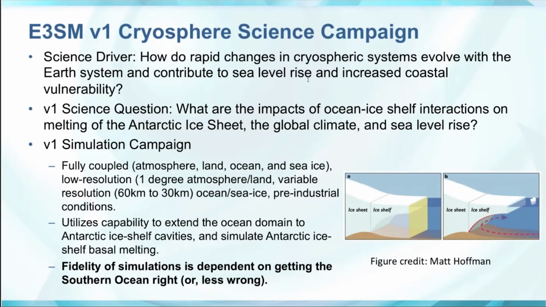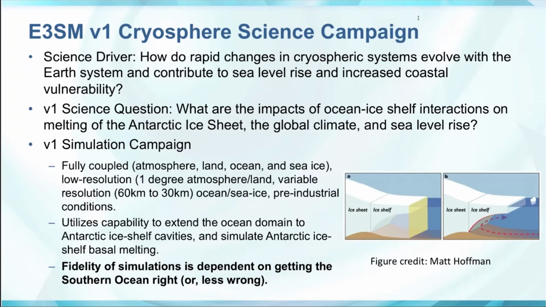So to start with, just a high-level overview of what the goal of the science campaign is. Our science driver is how do rapid changes in the cryosphere systems evolve with the Earth system and contribute to sea level rise and increased coastal vulnerability. Our specific V1 science question was, what are the impacts of ocean ice shelf interactions on the melting of the Antarctic ice sheet, the global climate, and sea level rise?